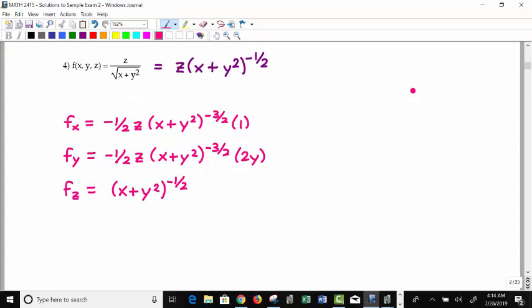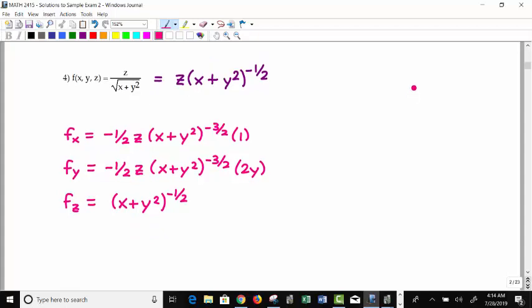Number 4. Now this one is a function of x, y, and z. I just chose to bring the denominator up, and I'm going to use the chain rule here instead of the quotient rule. Theoretically, you certainly could have used the quotient rule here, that's no problem, but I chose to do it this way.